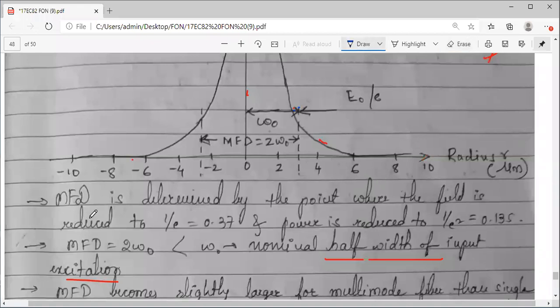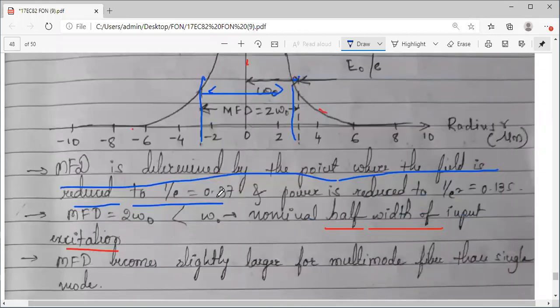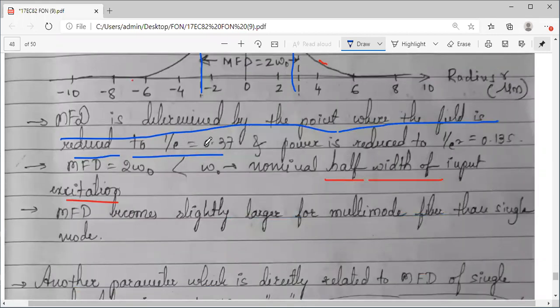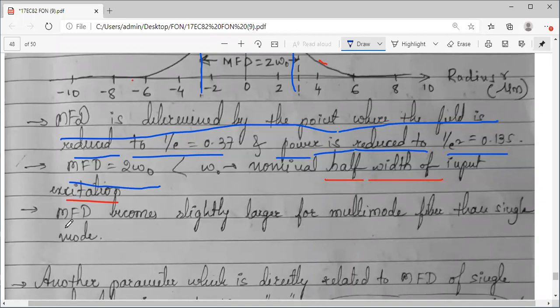So MFD is determined by the point where the field is reduced to this much. If your maximum point is this, then 0.37 times will be here. If you extend a vertical line from here, this total length will become your MFD. So this is how it is determined, by joining the 2 points. And in terms of power, what will the power be at that point? Power will be 0.135 times the maximum value. And MFD equals 2 omega naught. Whatever is in the figure, I have written in the statements.